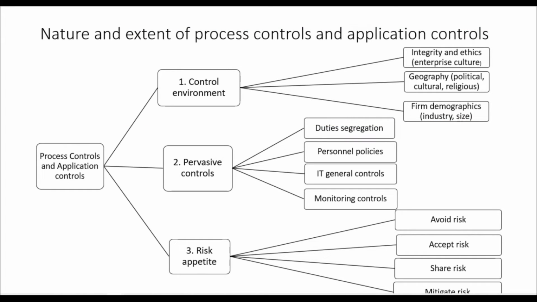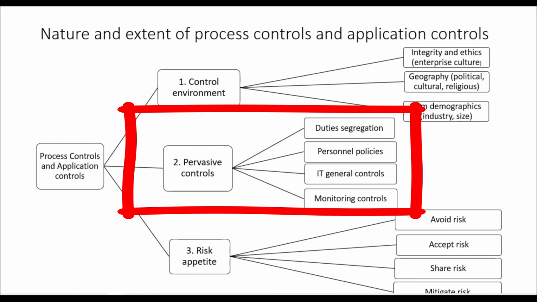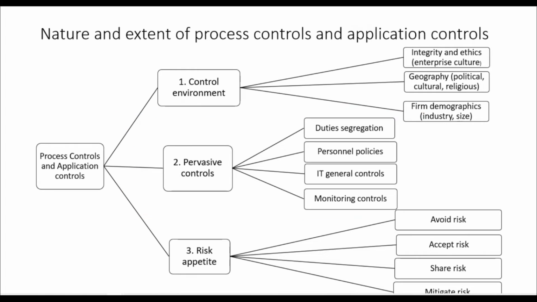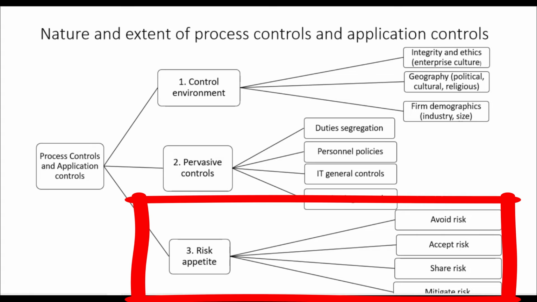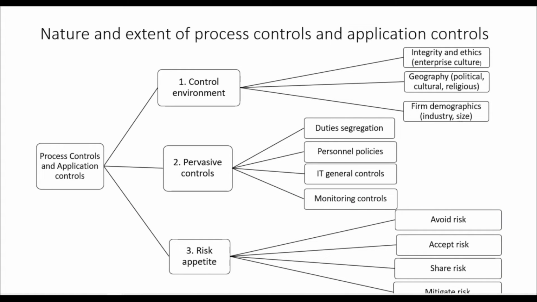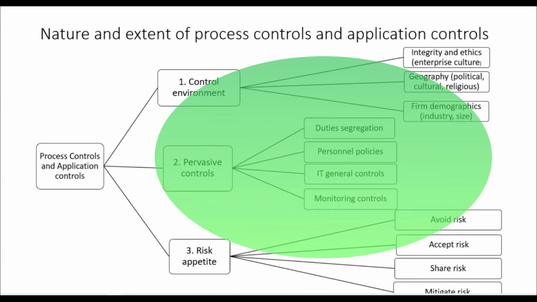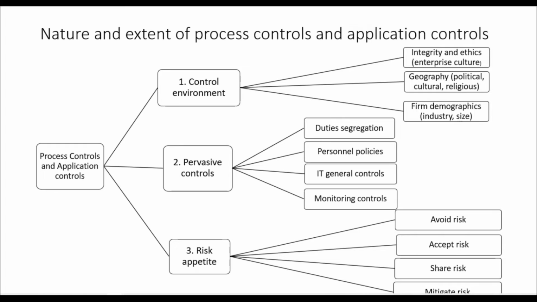Policy controls are about segregation of duties, personnel policies, IT general controls, and monitoring controls. Then the risk appetite is to what extent an enterprise avoids risk, and on what they avoid risk, accept risk, share risk, and mitigate risk. So all these are interdependent and they inform each other, and therefore they should be looked at in an integrated, holistic manner rather than individually.